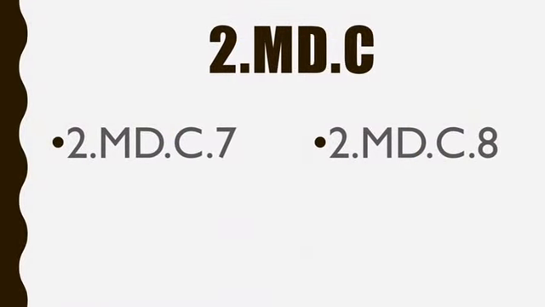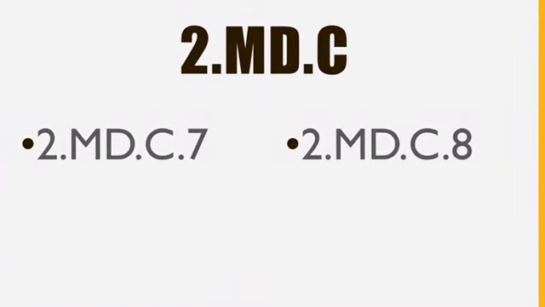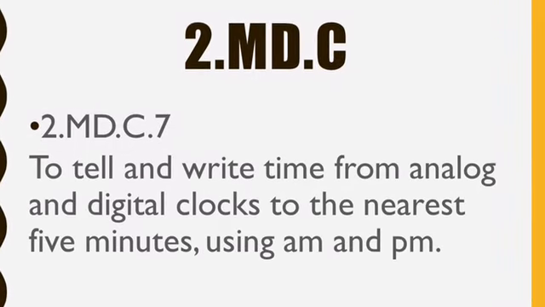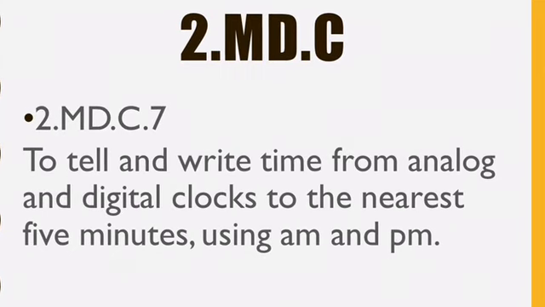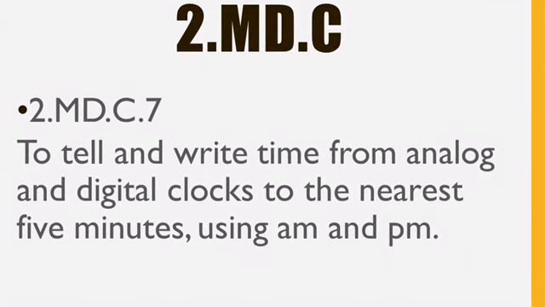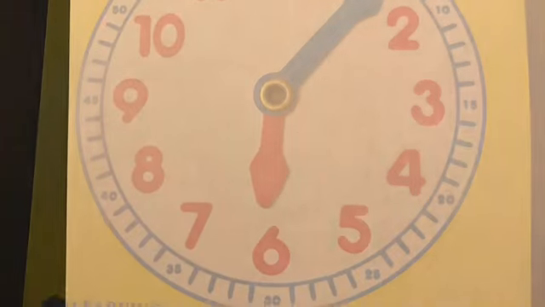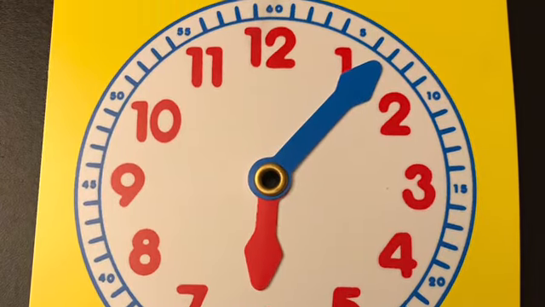When I was researching through the Common Core State Standards, I found 2 lessons, but I chose to discuss 2 MDC number 7. The objective of this standard is for students to learn how to tell and write time from analog and digital clocks to the nearest 5 minutes using both AM and PM. The following activity will require pencils, paper, and a pupil clock dial that can be found in learning and teaching resource stores or from online sites.